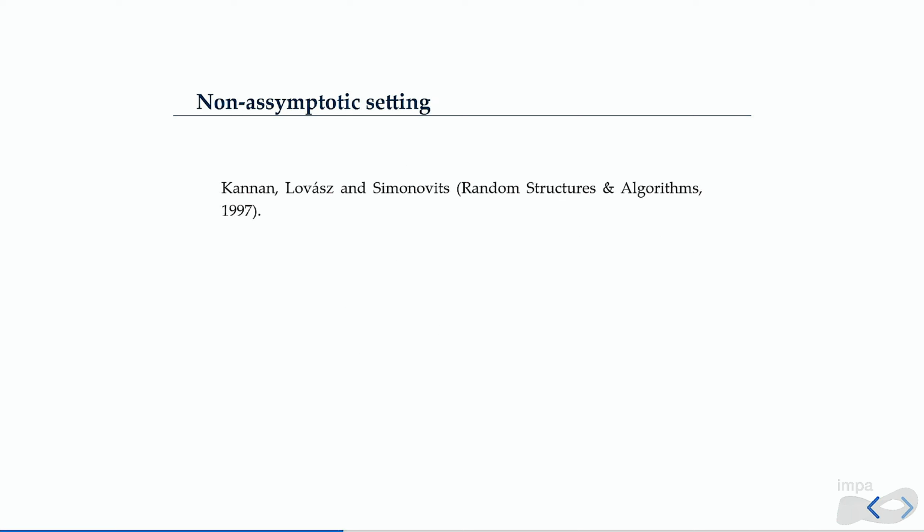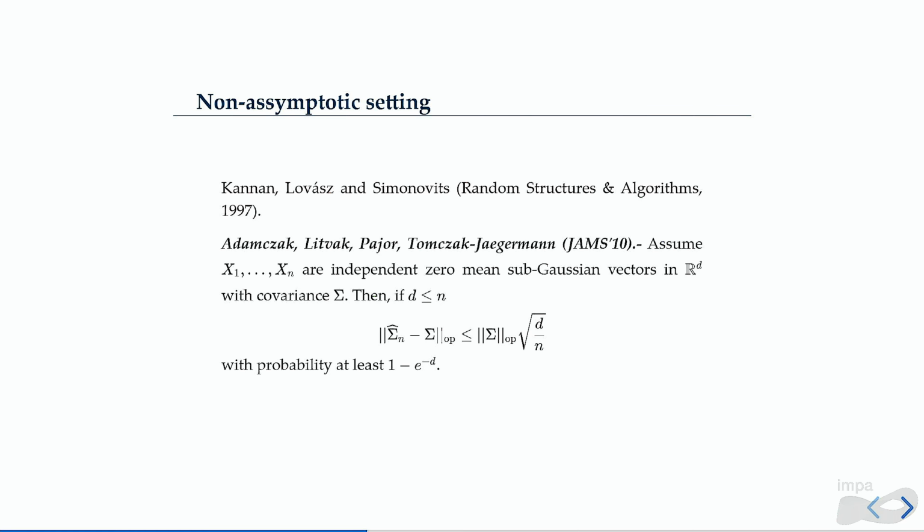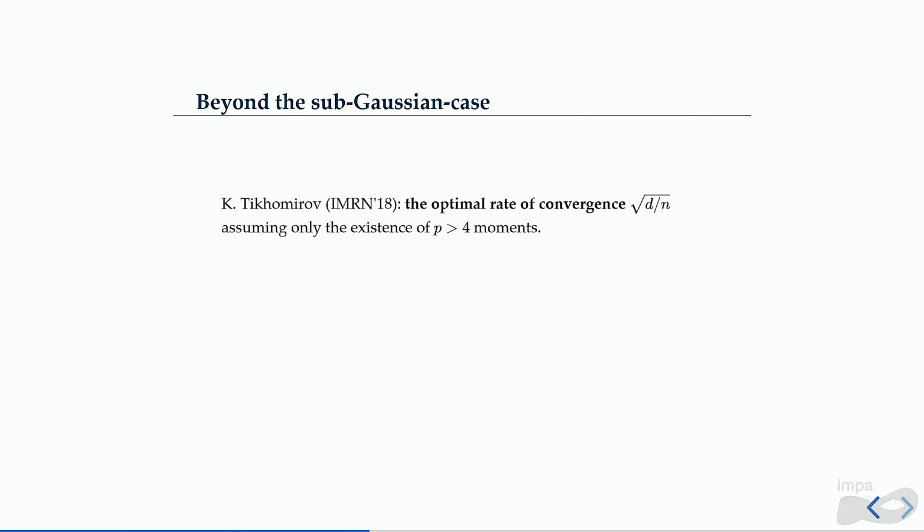Non-asymptotic studies started in 97 by Kannan, Lovász, and Simonovits, when they were trying to estimate the volume of a convex body. The first optimal result comes in 2019. They assume X1 to Xn independent from the family of sub-Gaussian vectors, and if d is less or equal than n, they achieve the optimal bound with high probability. So what happens if we want more general probability distribution families? What do we have beyond the sub-Gaussian case?